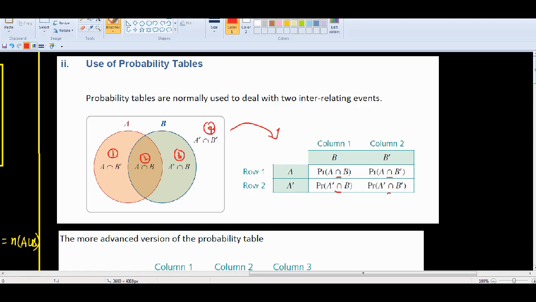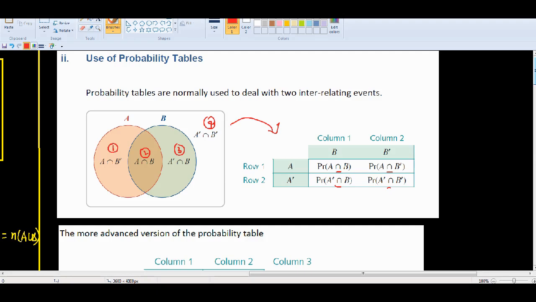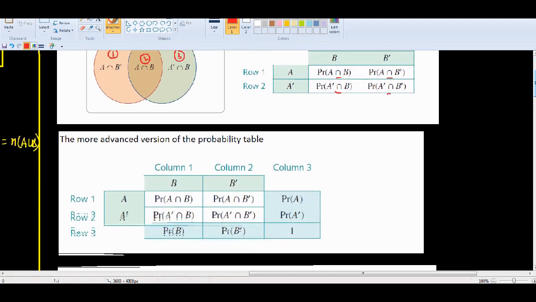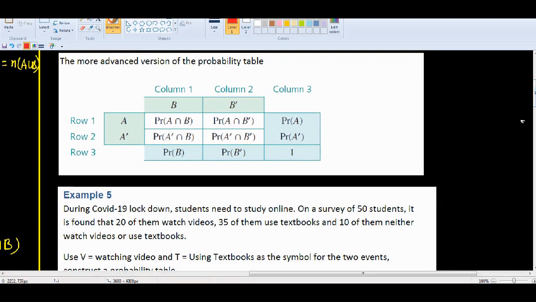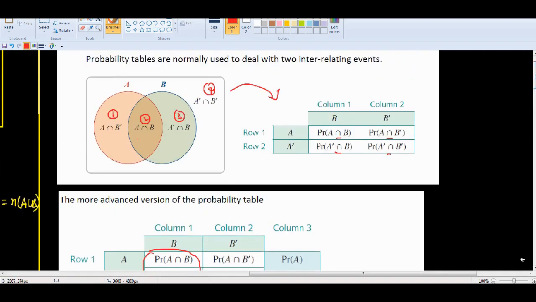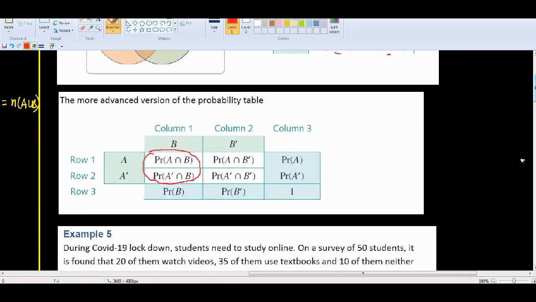Okay, another advanced version is that when you consider adding them, for example, if we're adding these 2 together, A intersect B and not A intersect B, let's see what happens. A intersect B is the second region. Not A intersect B means only in B but not in A, that's the third region. When you add these 2 regions together, what do you get? You get B, right? That's how it is.